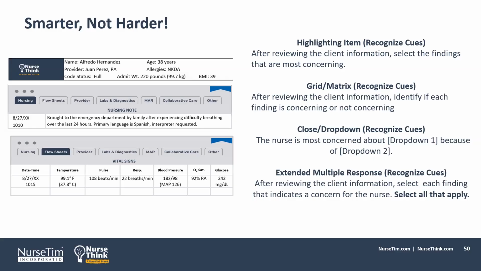Now that I've done that, I have 4 cases and not 1, which allows me to take the highlight item that is going to be the case that we practice in the classroom. The grid matrix is going to be the one I place on a unit test. Closed dropdown is going to be the one that comes on the final exam. And the extended multiple response, I can rotate to next semester to use on a different test.